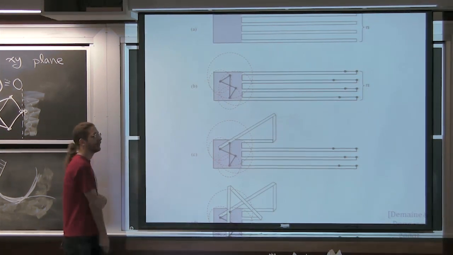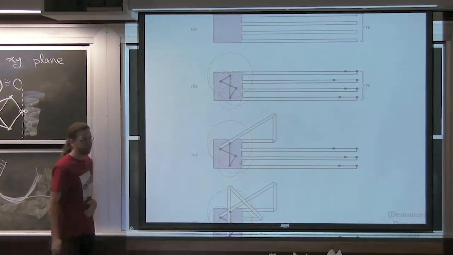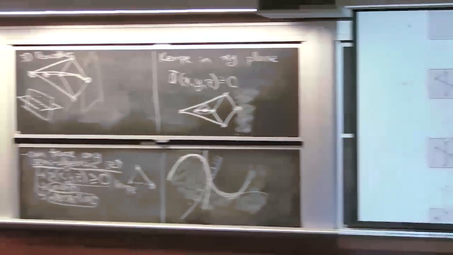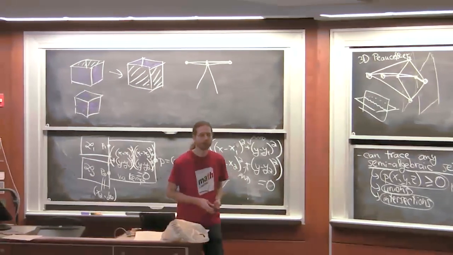There are actually other ways to do it. Alperin and Lang have another solution. It's a little more simple, but this is fun because it uses Kempe. And that is a brief story of origami axioms. Any questions about that? There's a small chapter in the book.